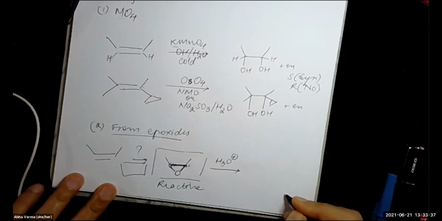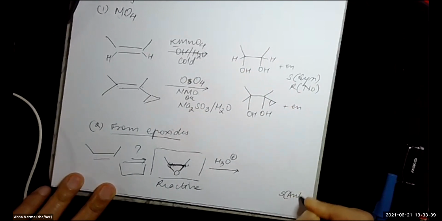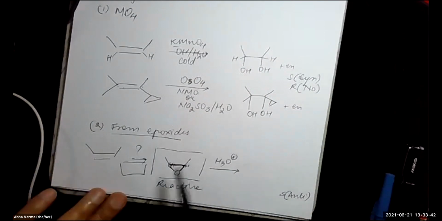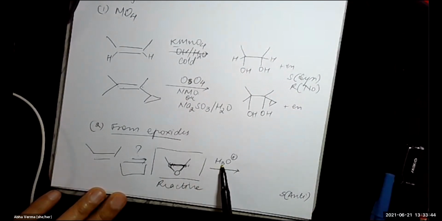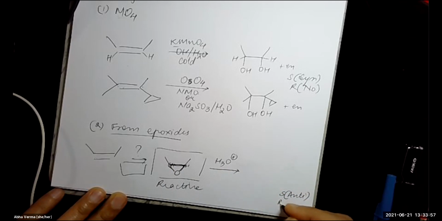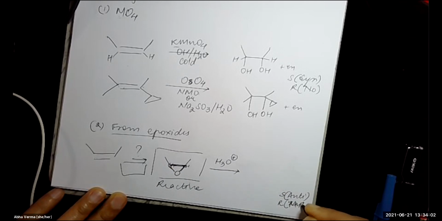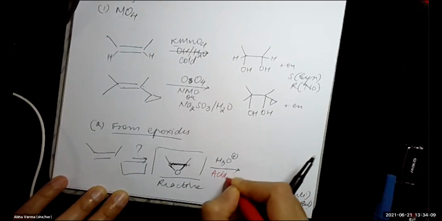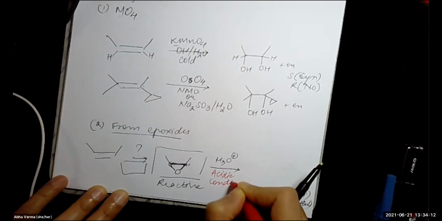So our stereochemistry will be anti. If you're using acidic conditions on your epoxide, you will get your incoming nucleophile to the more substituted carbon. So Markovnikov's rule will be applied when you have acidic conditions.